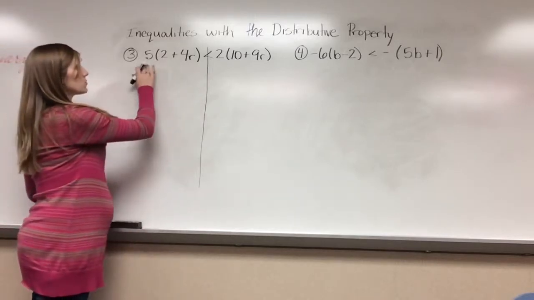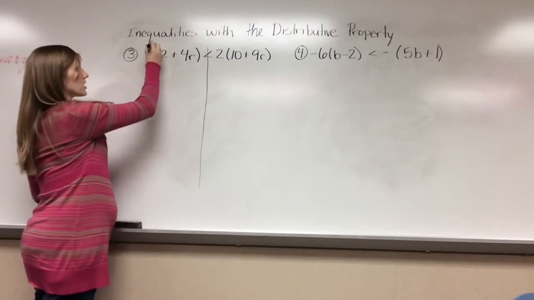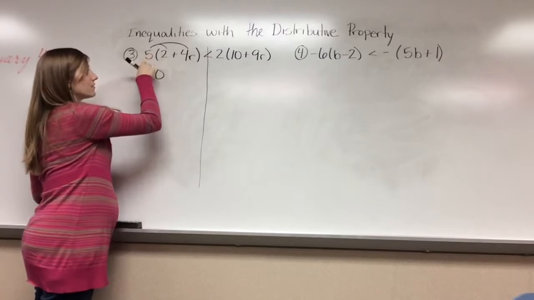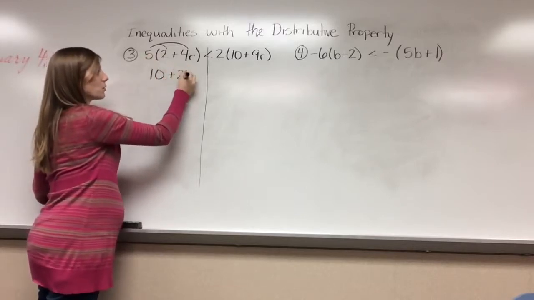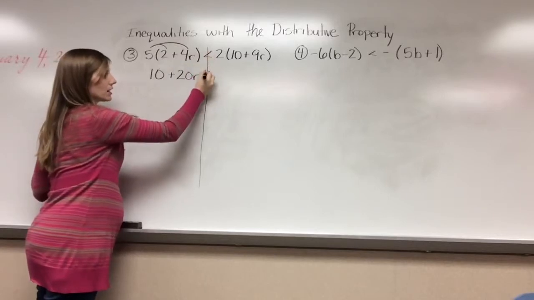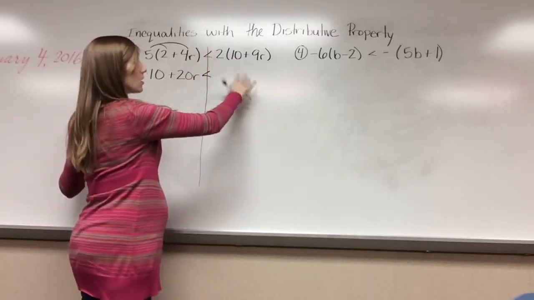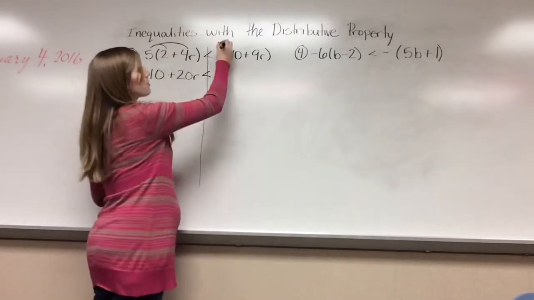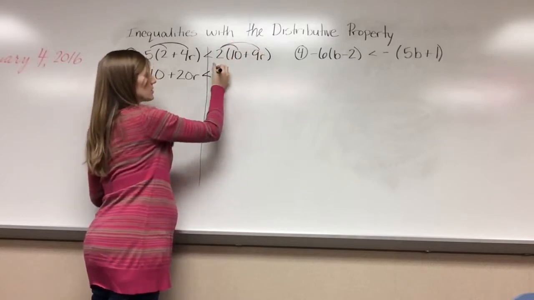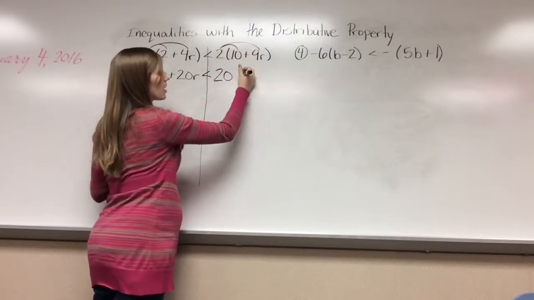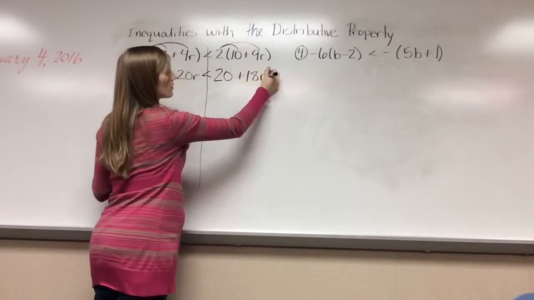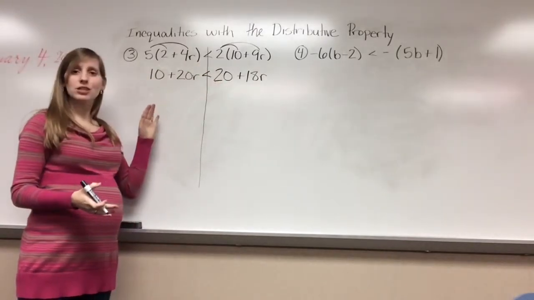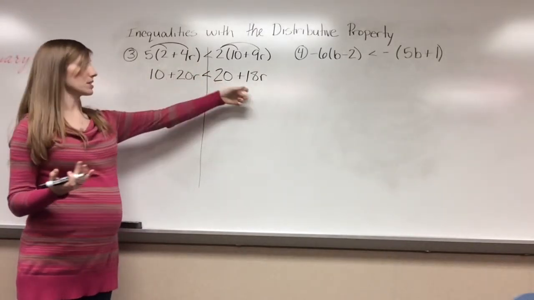To get rid of our parentheses, we're going to multiply the front number of 5, just on this left-hand side. So 5 times 2 gives me 10, and 5 times 4r gives me positive 20r. Keep your inequality sign. On the right-hand side, we have a 2 in front of the parentheses, so I'm going to multiply by 2 on the right-hand side. So I'm going to multiply 2 times 10, which gives me 20, and then 2 times 9r, which gives me positive 18r. Once we've done the distributive property twice, it's now just an inequality with variables on both sides.